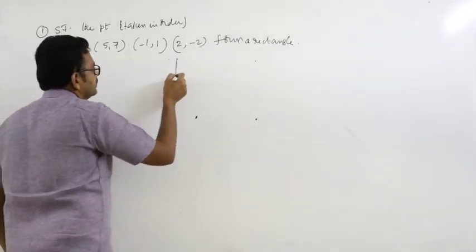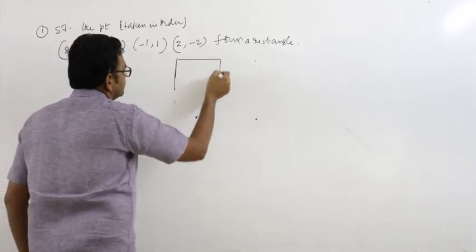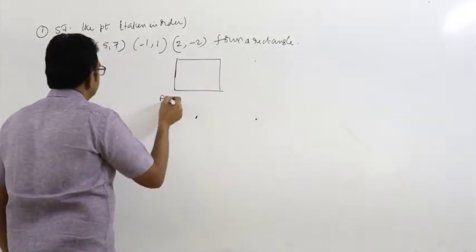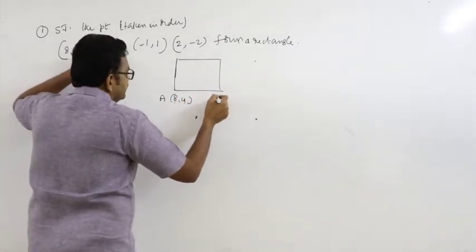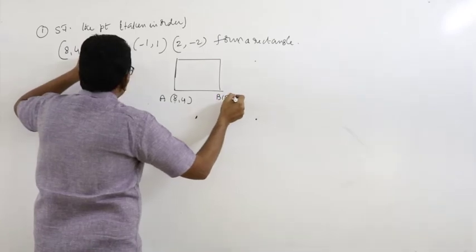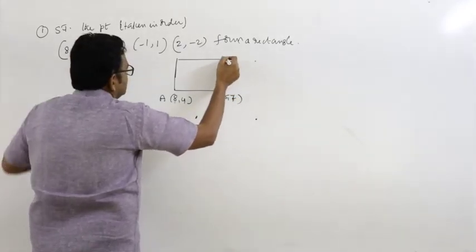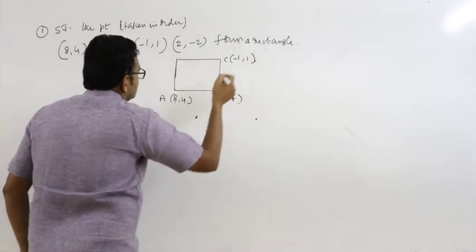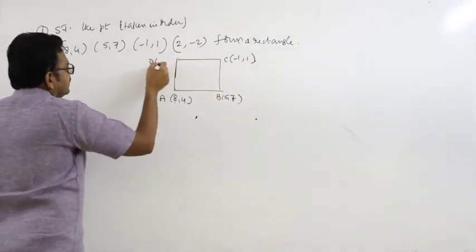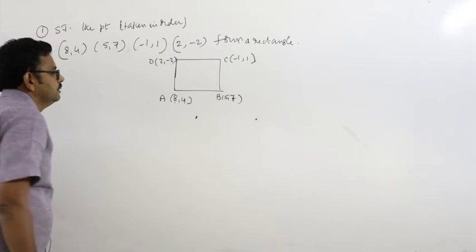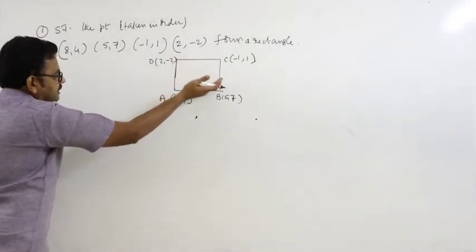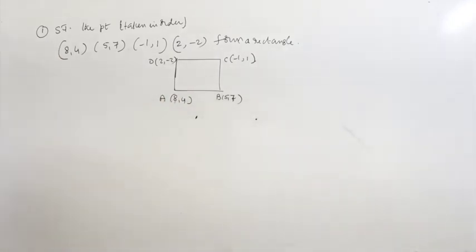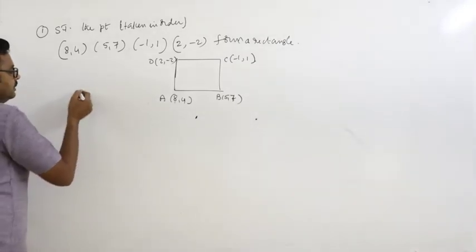We have to show that A (8, 4), B (5, 7), C (−1, 1) and D (2, −2), taken in order, form a rectangle. Rectangle means what? We have to show that opposite sides are equal and also diagonals are equal.